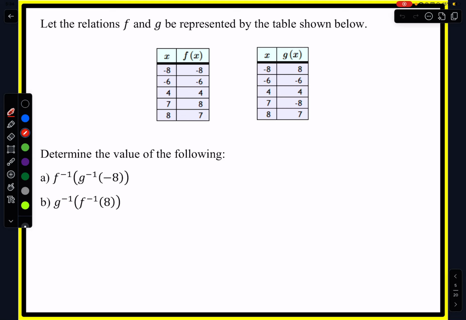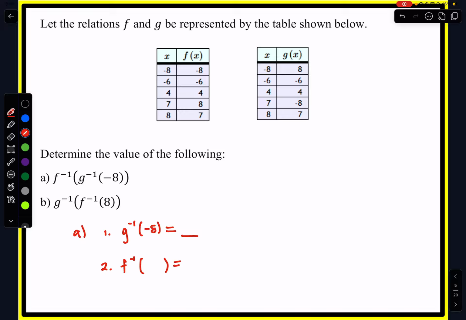So in this example, we have that f and g are represented by this table here, and we want to determine the composition of these inverse functions. So for part A, step one would be to first determine the inverse value of g at -8. That's going to give us an answer. And then the second step is to use that answer and evaluate the inverse of f at, like I said, that number. So we need to look at the inverse of both of them.